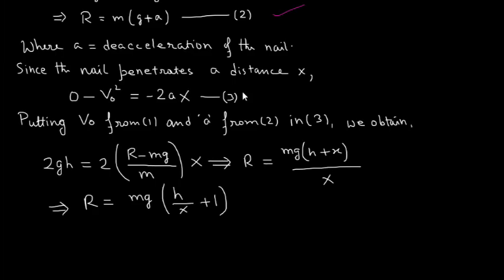Since the nail penetrates a distance x, therefore 0 minus v naught square is equal to minus 2ax. This is equation 3. Putting v naught from equation 1 and a from equation 2 in 3, we obtain 2gh is equal to 2 (R minus mg upon m) multiplied by x, which implies that R is equal to mg (h plus x) upon x. R is equal to mg, comma, h upon x plus 1.